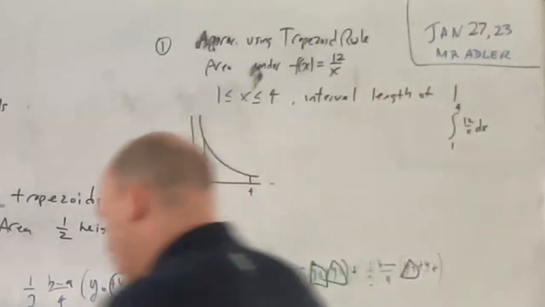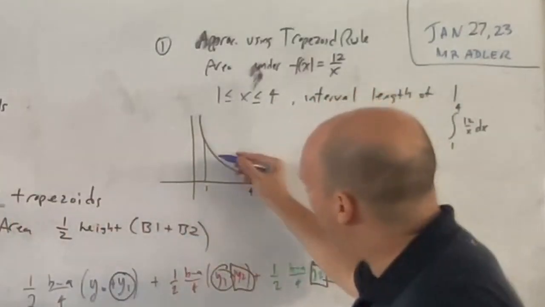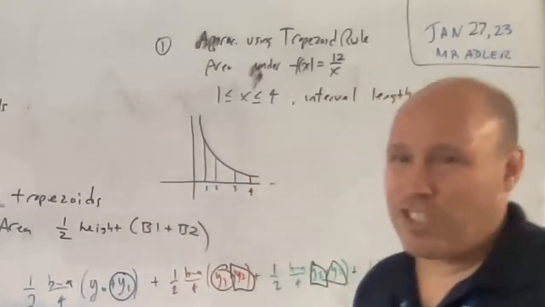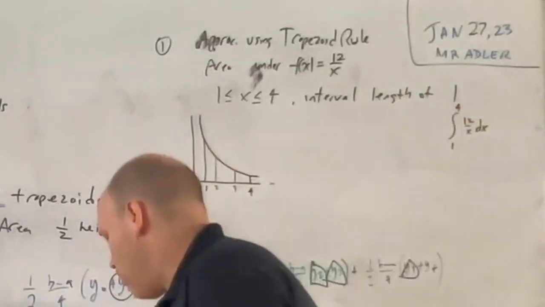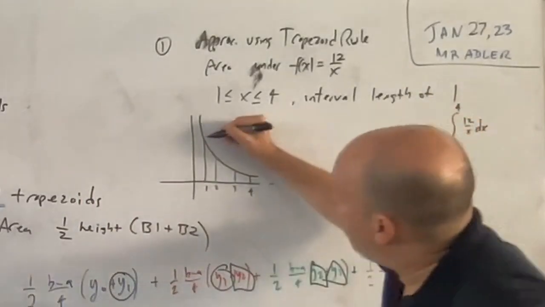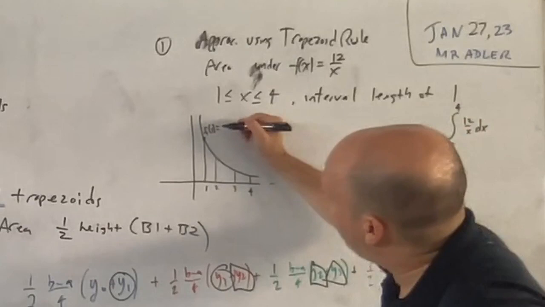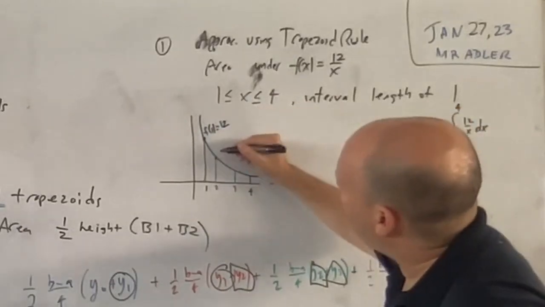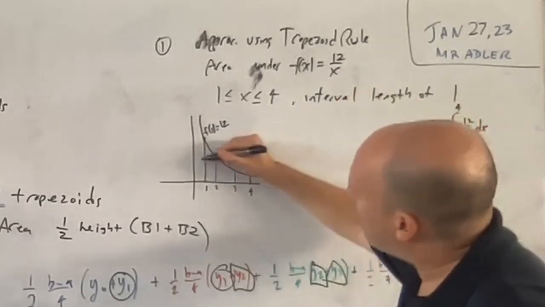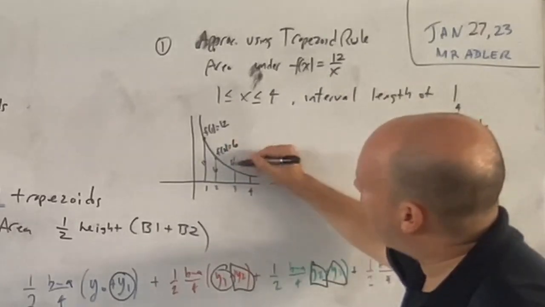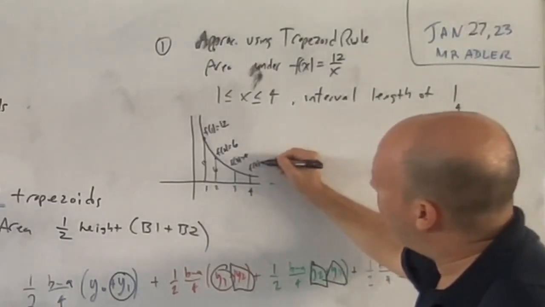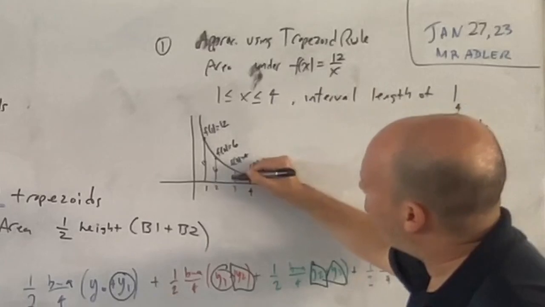We're told that the interval length is 1. So here's 2, here's 3. Oh, my diagram's a little bit off. It's a sketch, it's not the best. So I'm going to use the formula. What's f of 1? f of 1 is 12. f of 2 is 12 divided by 2, which is 6. What's f of 3? 12 divided by 3 is 4. And what's f of 4? 12 divided by 4 is 3.